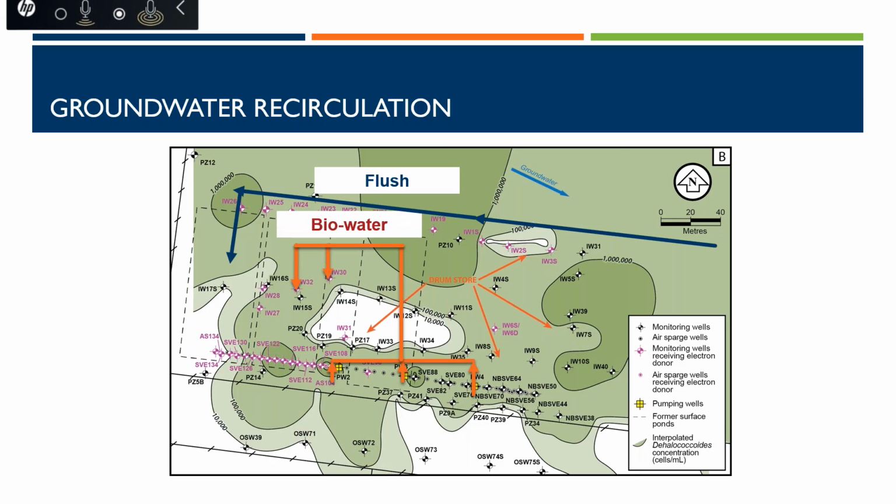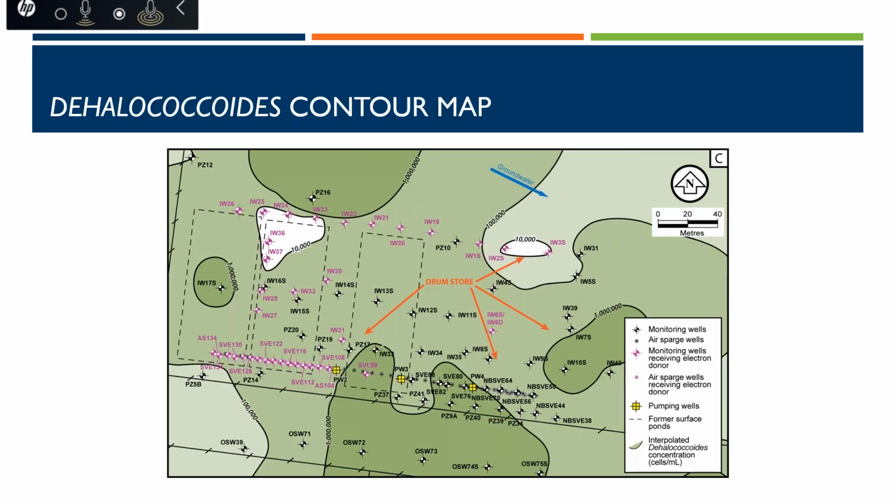This system recirculates groundwater at a rate of about 15 liters per minute, and they could periodically amend it with propylene glycol if they chose to.